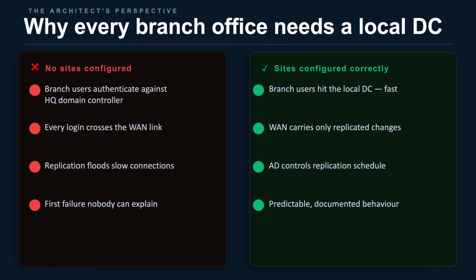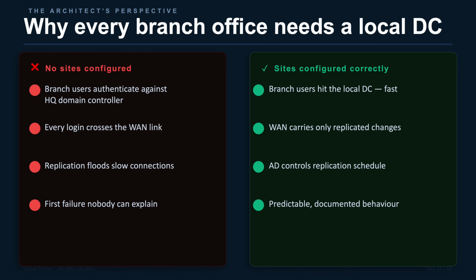Without sites, a user sitting in your Sydney branch might be authenticating against the domain controller in London. Every time they log in, that is adding hundreds of milliseconds to every single authentication request. And it is not just logins. Group policy applies slower, drive mappings fail intermittently, and replication traffic churns through your most congested links.